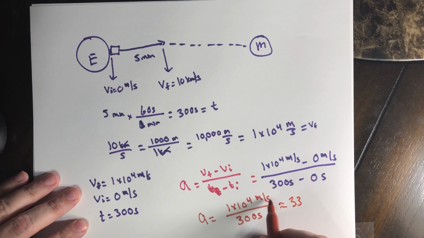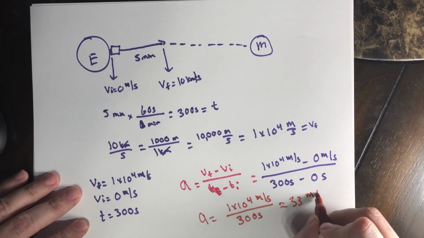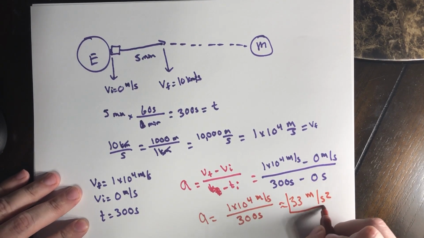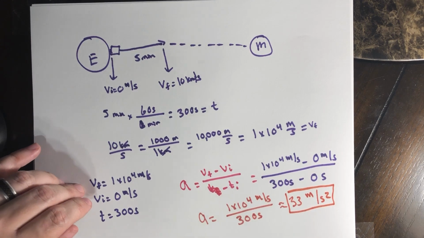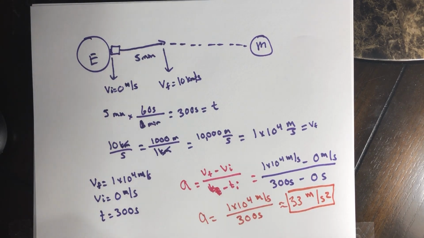And now we do our units. Meters per second divided by seconds gives us meters per second squared. So that is our average acceleration for getting from 0 meters per second all the way up to 10 kilometers per second in 5 minutes. It's 33 meters per second squared. So that's our first part.